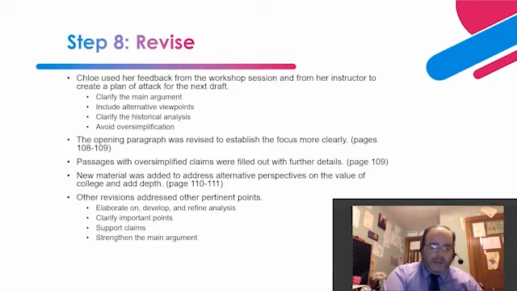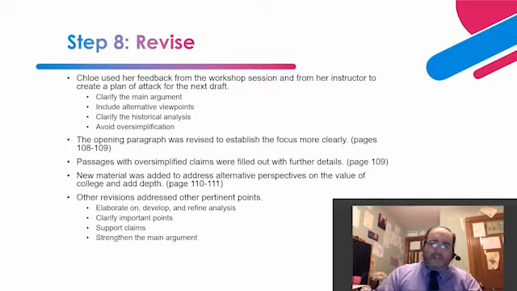There were other revisions that Chloe made to address some other pertinent points. Some of the other things that she did over the course of revisions: one was to elaborate on, develop, and refine the analysis. Another was to clarify the important points. Another would be to support the claims. And another would be to strengthen the main argument. So she did all of this in terms of the content of the paper that she was producing.